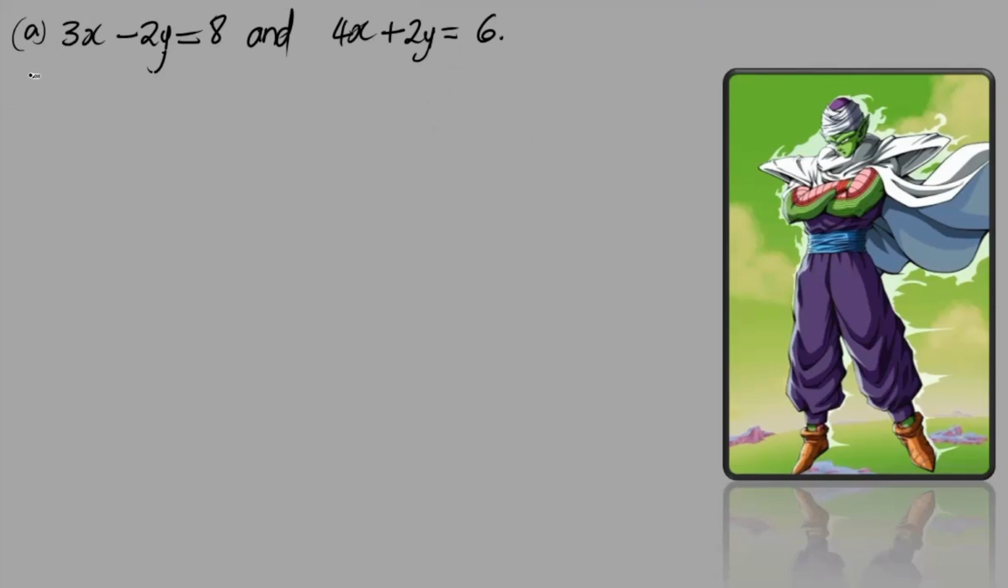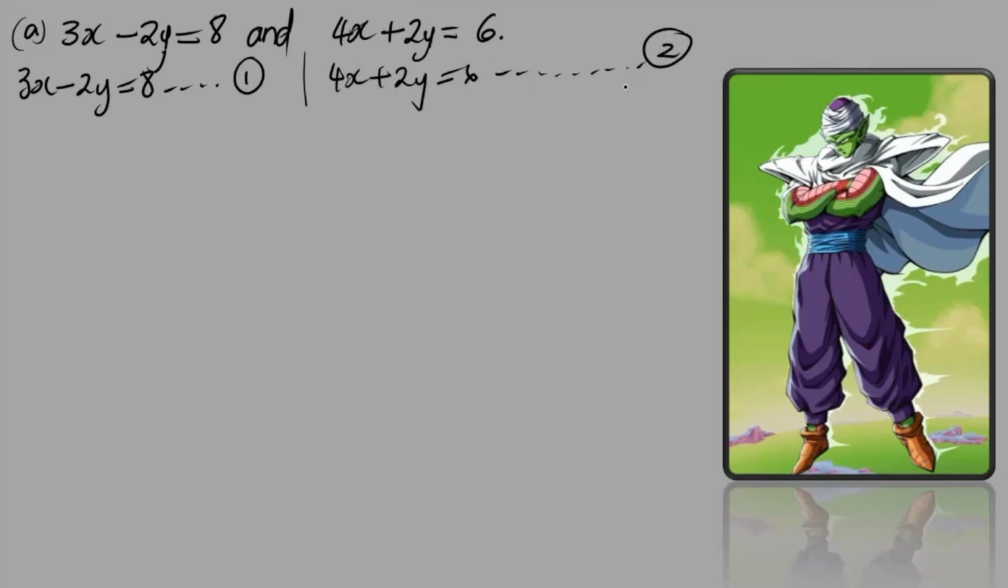The first step is to identify my equation 1. So 3x minus 2y is equal to 8, that's my equation 1. And to maximize my space, I'll write my equation 2 on this side. So 4x plus 2y is equal to 6. That is my equation 2, right?